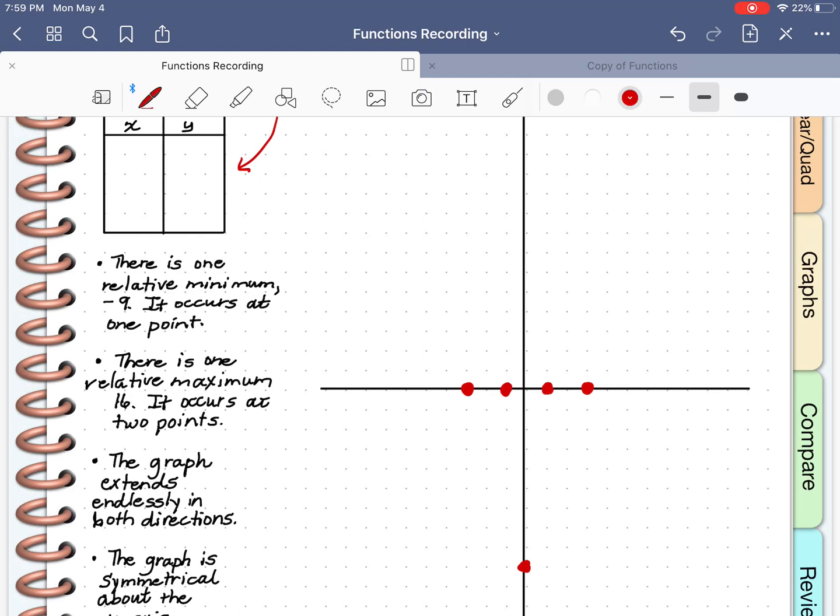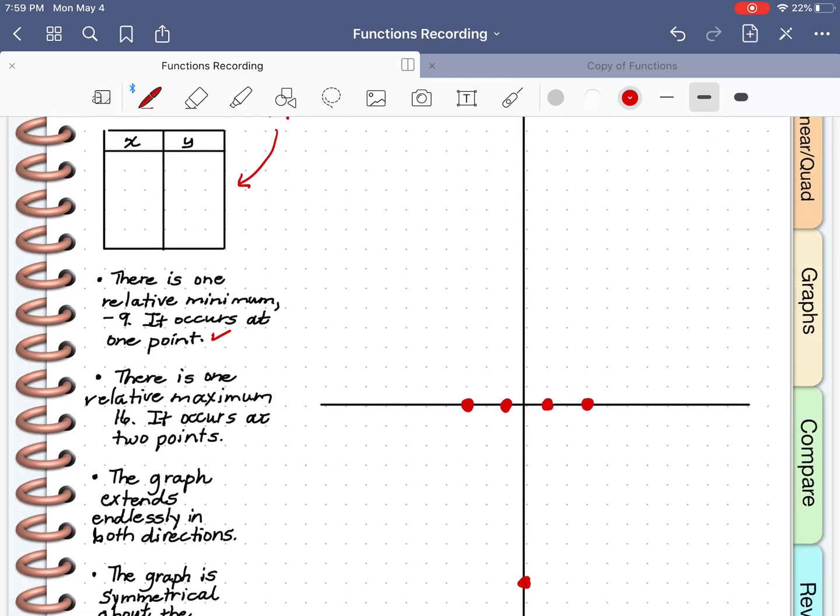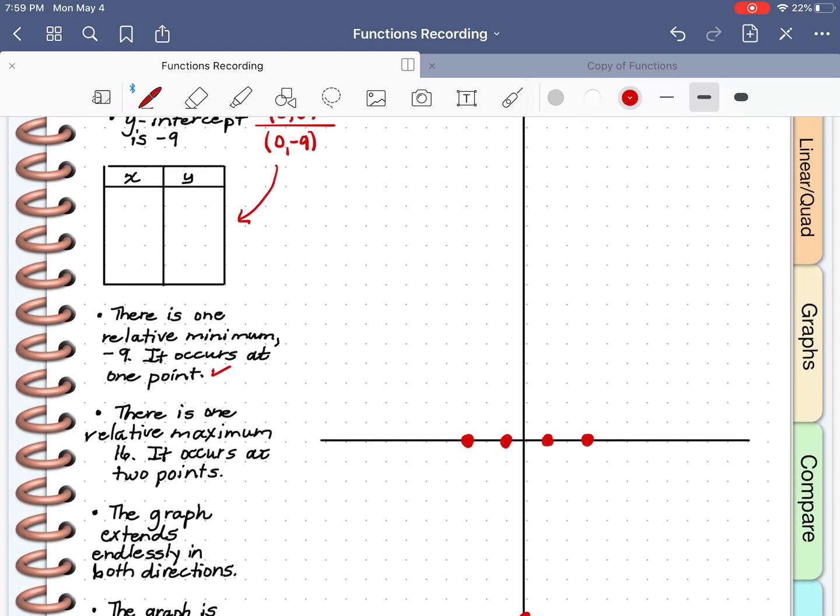There is one relative minimum at -9. It occurs at that one point, so we've got that down there. There is one relative maximum at 16, and it occurs at 2 points. So I'm going to have to count up here to 16.